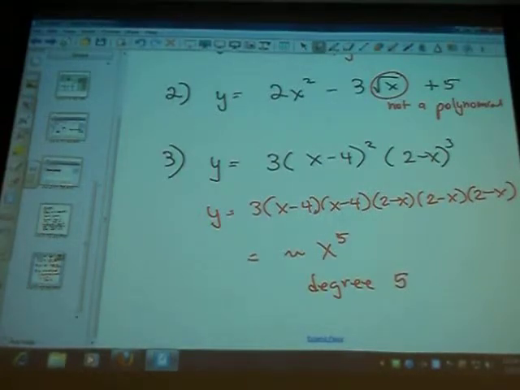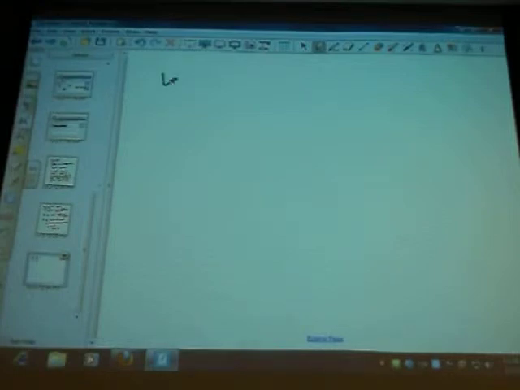Okay? The other thing we care about is called the leading coefficient. What do you guys think the leading coefficient would be? The number before the highest power of x. Okay? It would be 3, wouldn't it? Or 6. No, never mind.